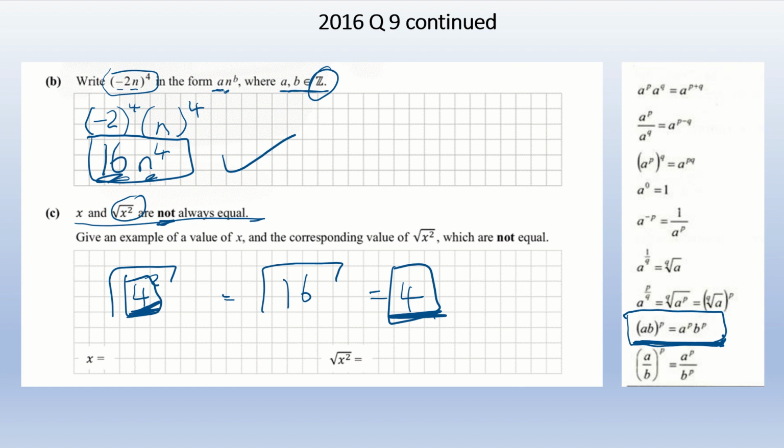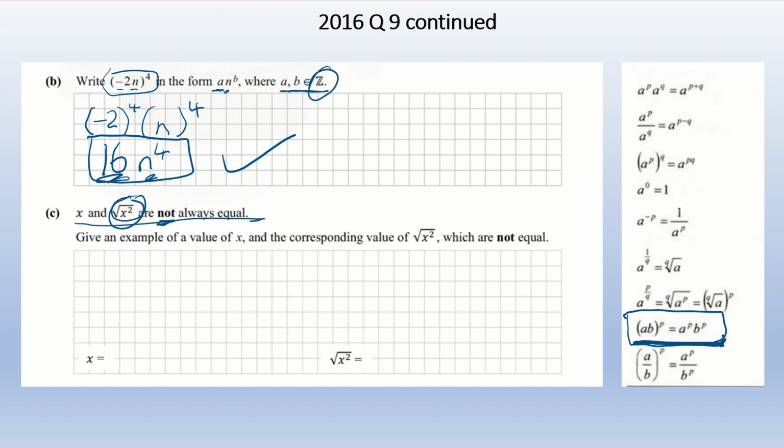So what we need to think is, what's the opposite of a positive number? Can I put in any other kind? What we're going to do is put in a negative number and see what happens. So into this here, I'm going to put in, let's go, -1. So the square root of -1 squared.